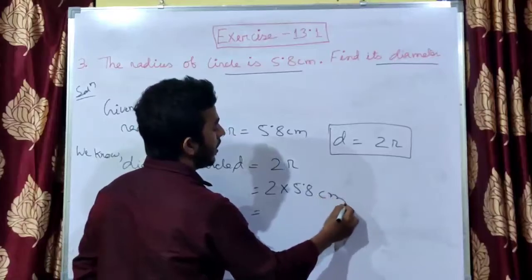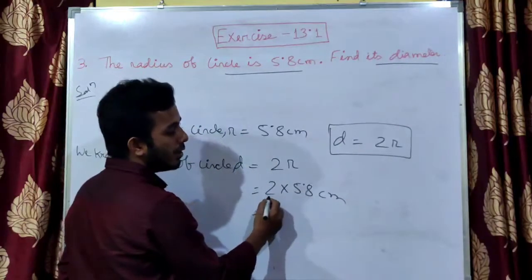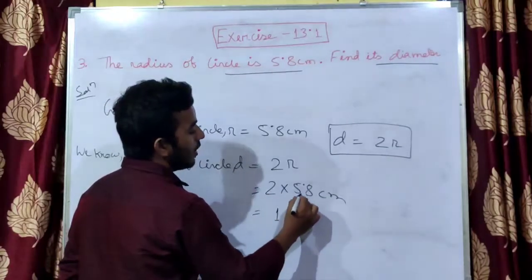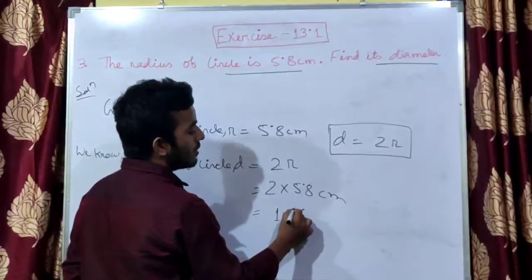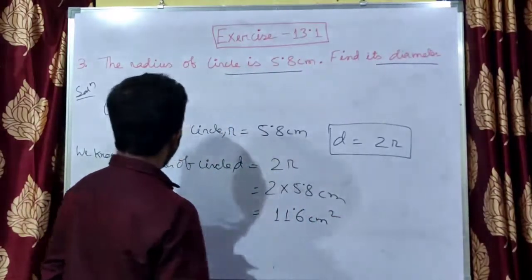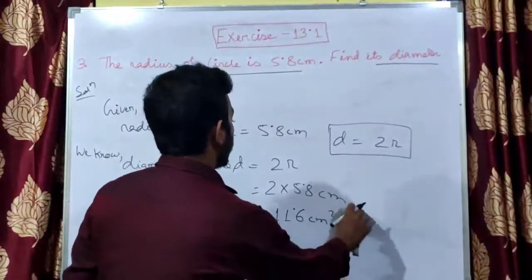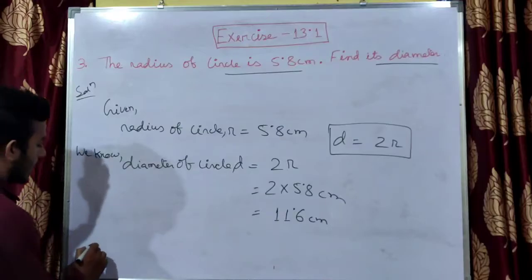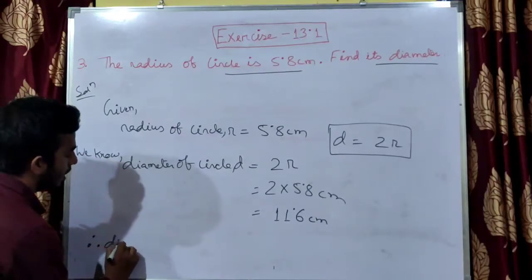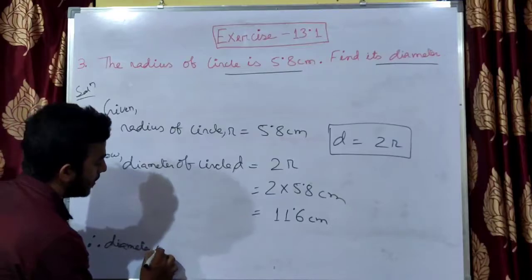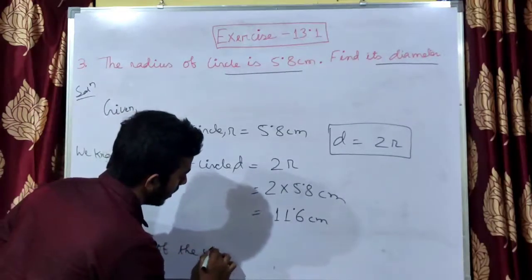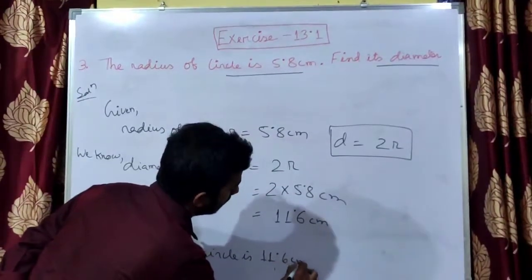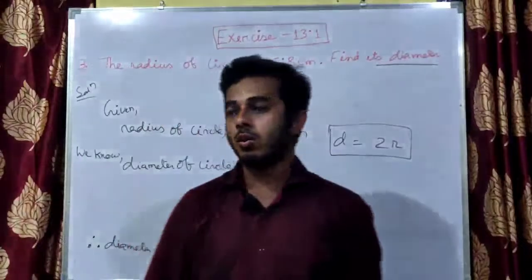Now we will multiply 5.8 with 2. So 8 times 2 is 16, 1 carry; 5 times 2 is 10, plus 1 is 11. As there is one digit after the decimal, we will put the decimal there. So the diameter of the circle is 11.6 centimeter. So at last we will write: therefore, diameter of the circle is 11.6 centimeter. I hope it is clear to you.